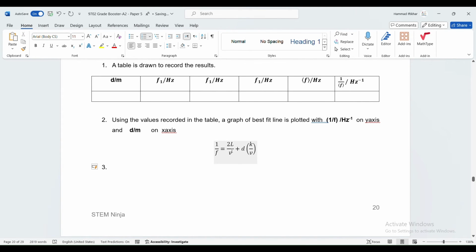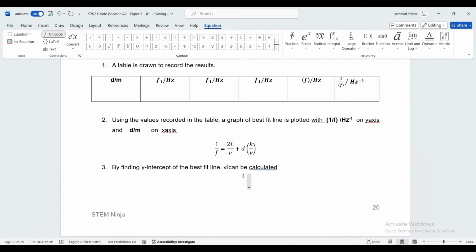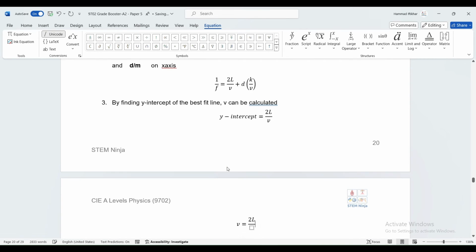So as you can see, 2L over V is our y-intercept. By finding the y-intercept of the best fit line, V can be calculated. So first off, we will write what y-intercept is actually equal to. It is equal to 2L over V. So V will be equal to 2L over y-intercept.